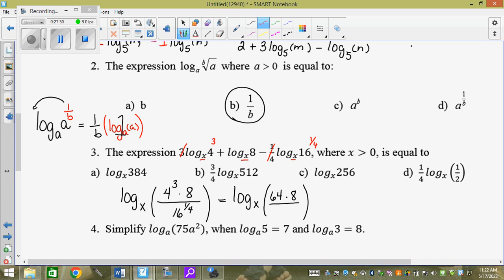What's 16 to the quarter? It's the 4th root of 16. What's the 4th root of 16? It's a 2. Uh, 64 times 4, what's that, 512? No, 256? 512? Divided by 2, is that 256?